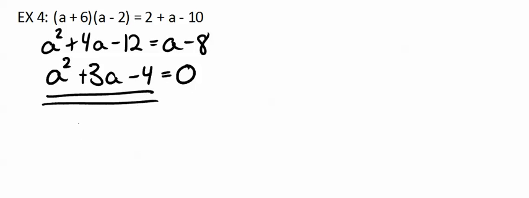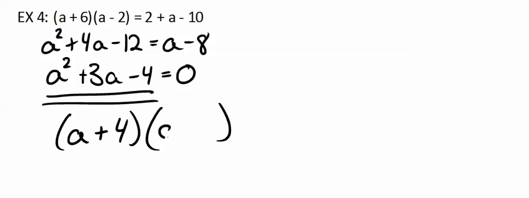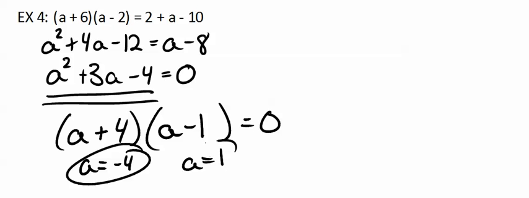And then from here, I'm going to want to factor. Again, make sure you don't try to set these equal to 0 because the equation itself isn't. So I'm going to factor here: a plus 4, a minus 1, and I get a equals negative 4, and a equals positive 1.